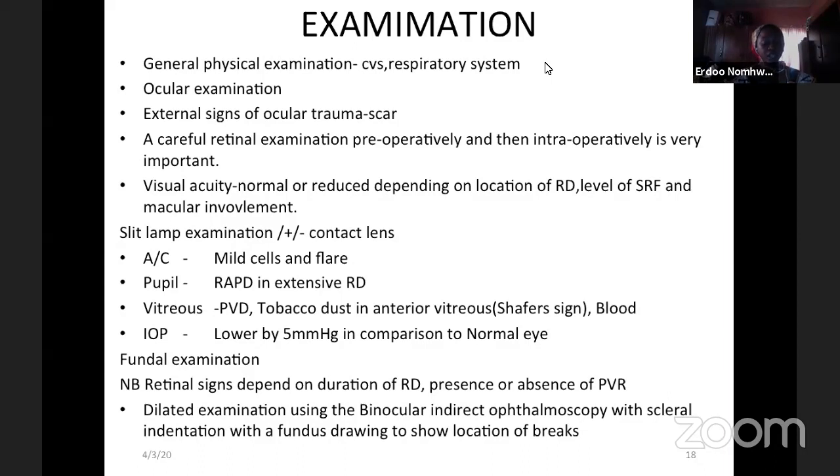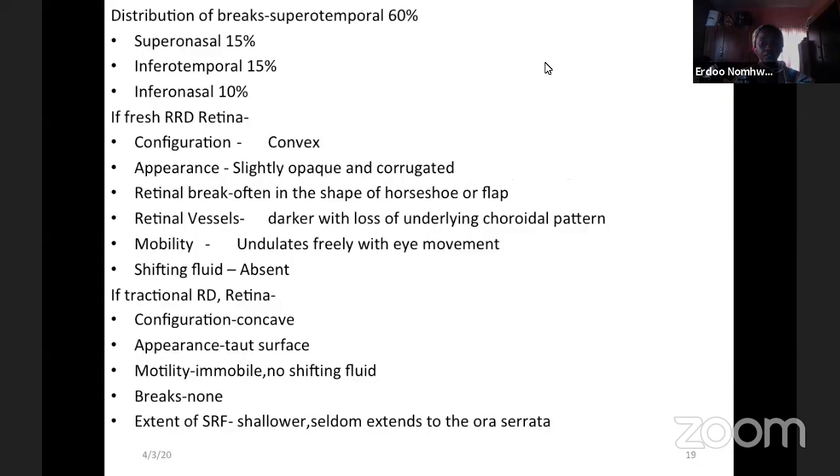So what I'm expected to do here is a dilated examination using binocular indirect ophthalmoscopy with scleral indentation, so as to allow me to see up to the ora serrata, the extreme periphery. And then I'll have to do a fundal diagram to show the locations of the breaks to assist me when I go into the theater.